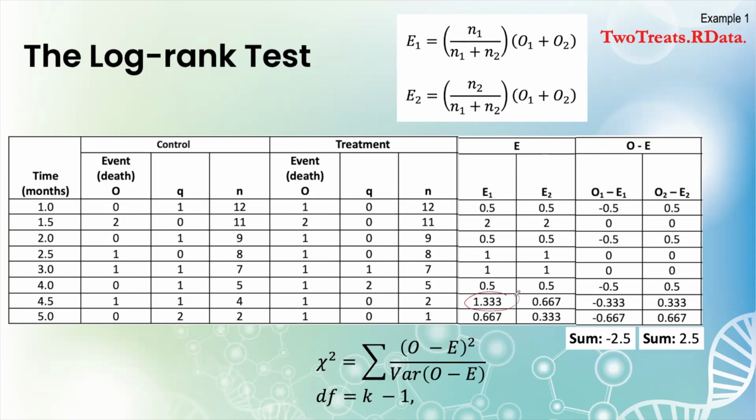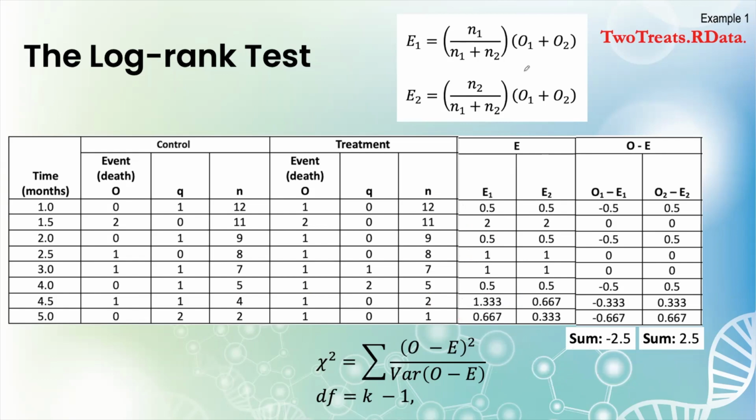How was this 1.33 computed? So applying this same formula, this is your n sub 1, this is your n sub 2, this is your O sub 1, and this is your O sub 2. So that will be n sub 1, so that's 4 over 4 plus 2 times O sub 1 plus O sub 2. So that's 1 plus 1. So that's 4 times 2, so that's 8 divided by 6. So that is 1.33. Okay, so the same thing was done in the other values.